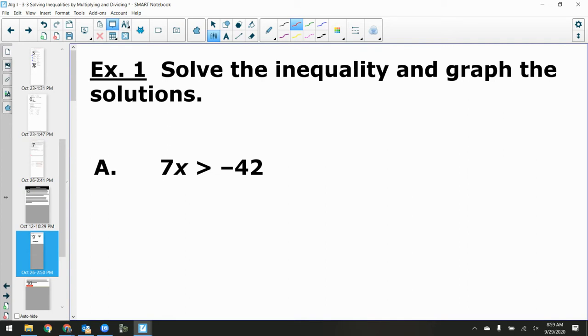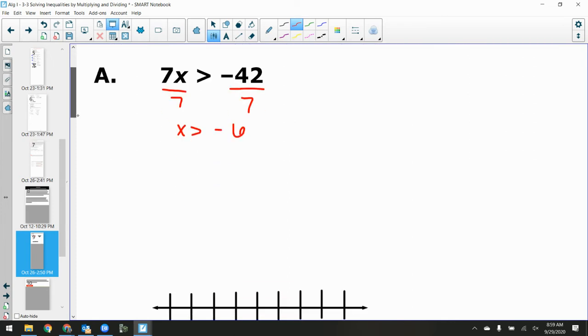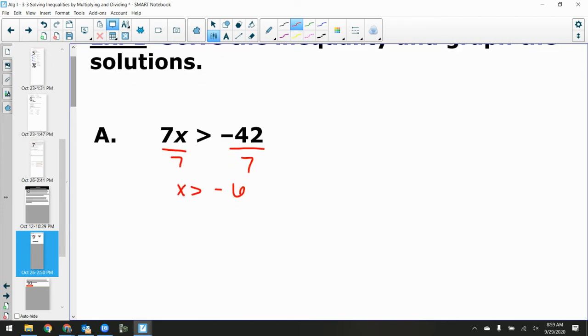7x is greater than negative 42. Guys, what do I do here to solve this inequality? Travis? Divide by 7. So I get x is greater than what? What is negative 42 divided by 7? Negative 6. Okay. What kind of graph do I have down below? I don't like those graphs. I'll make my own.